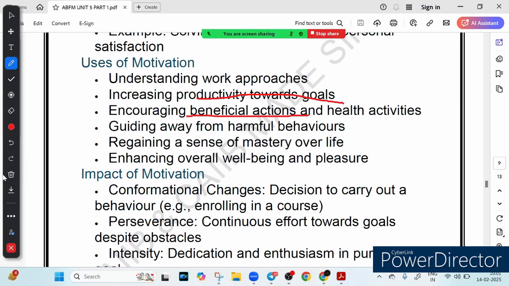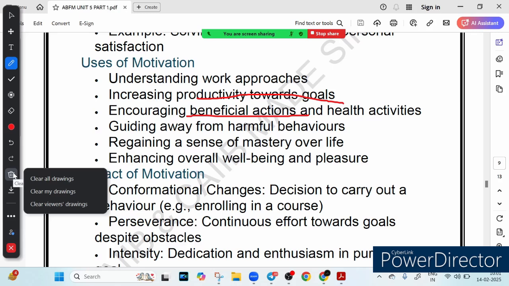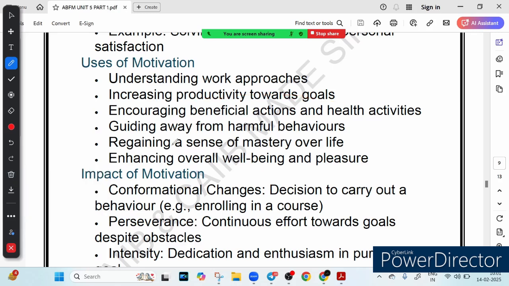Then the next point is that it keeps you away from harmful behavior. Ever notice how a motivated person is less likely to waste time on distraction? When your mind is focused on a goal, negative habits naturally fade away. And also it gives you a sense of mastery over life.